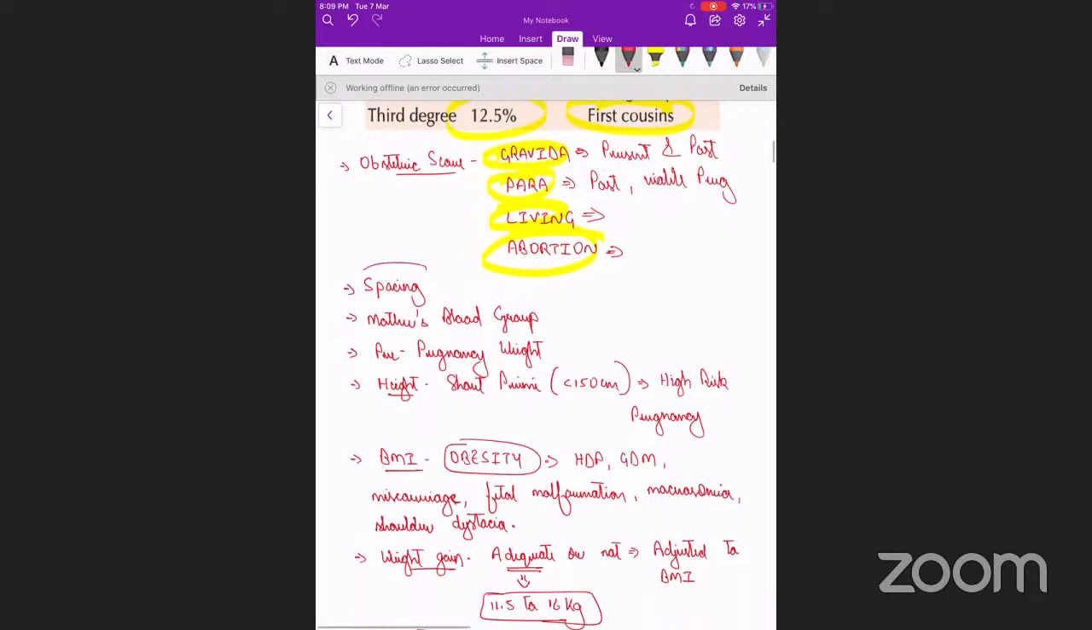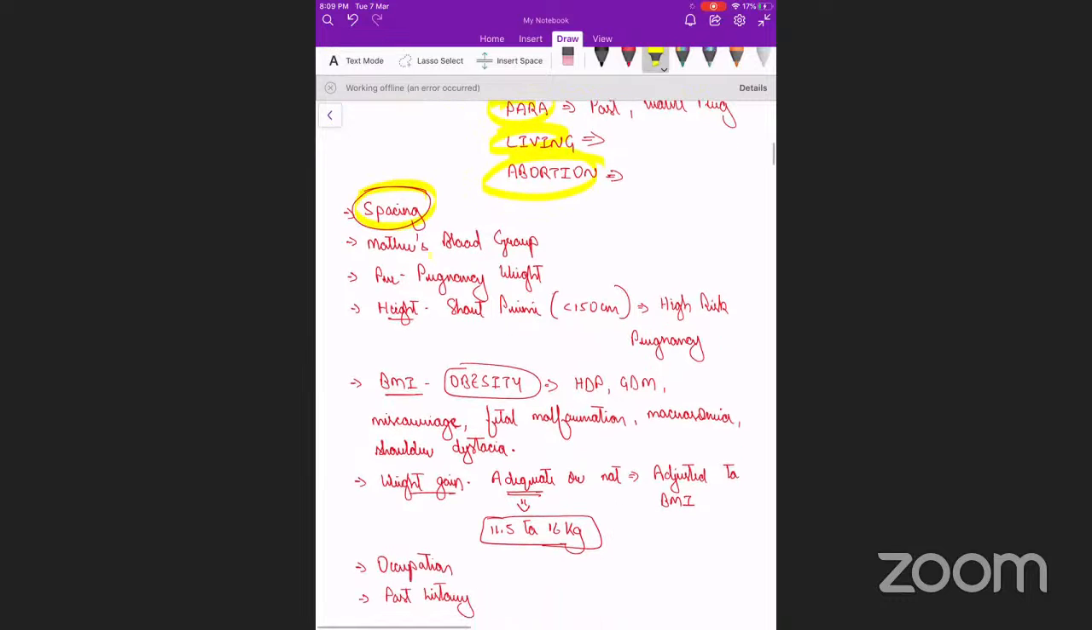Fine. Next, we will ask about spacing. If it is a multiparous woman, we will ask about spacing. Minimum spacing should be between 2 to 3 years. Next, we will have to know about the mother's blood group. How is it important? If the child presents with jaundice, then we will have to look for neonatal jaundice, Rh incompatibility or ABO incompatibility. So the mother's blood group is important.